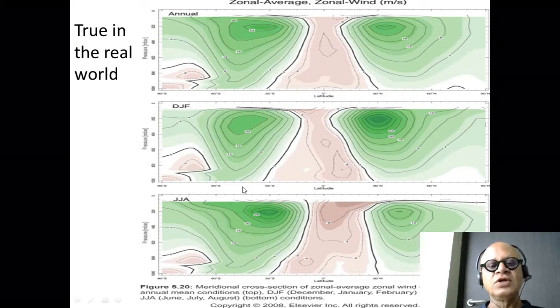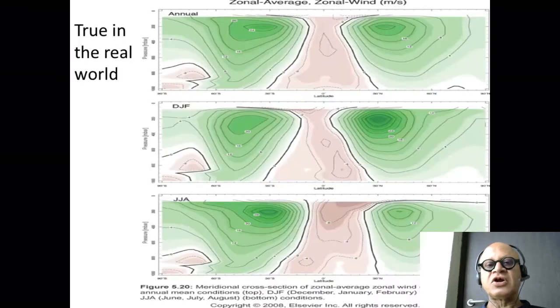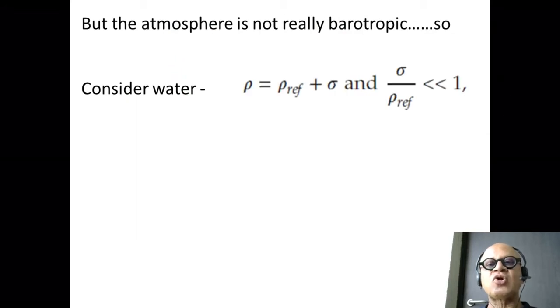Right? So the main point in this context is that the winds are totally consistent with this idea that the isotherms and constant pressure surfaces are sloping more and more as you go up into the atmosphere. So the atmosphere is not really barotropic, so we can derive this concept by going into the ocean.